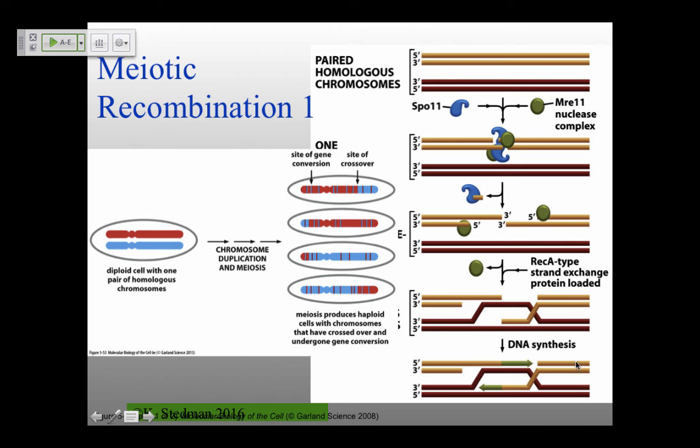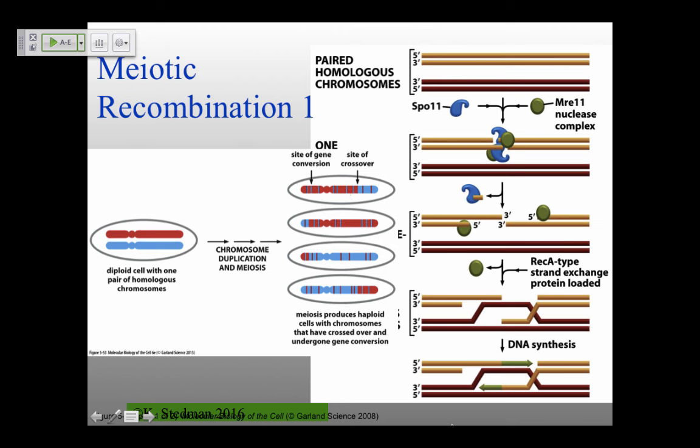Why do we care? That's because we are diploid and we really like to exchange genetic information back and forth between parental chromosomes so that we can get rid of some of these deleterious mutations as well. We'll talk about this gene conversion and crossover in just a second.